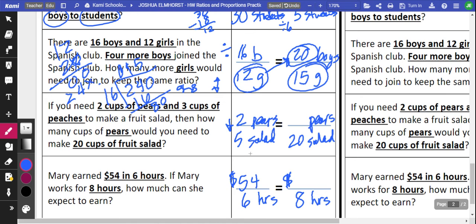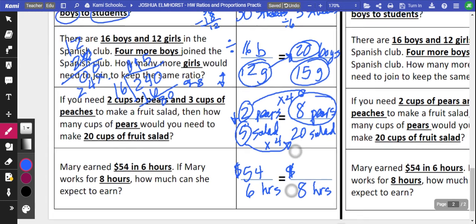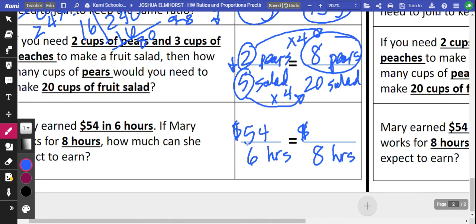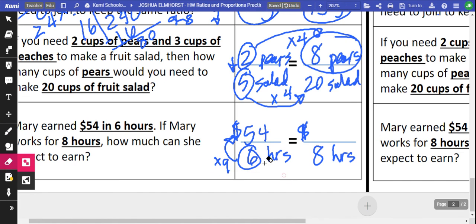Okay, 2 and 5 does not have a factor, but if we look this way, 5 times 4 is 20. So 2 times 4, using the same factor, is going to be 8. All right, and the last one down here, you set up the ratio, 6. 6 times something to get 8 is not a good factor, but if you look this way, 6 times 9 is 54. So we use that same factor there. 8 times 9 is 72.